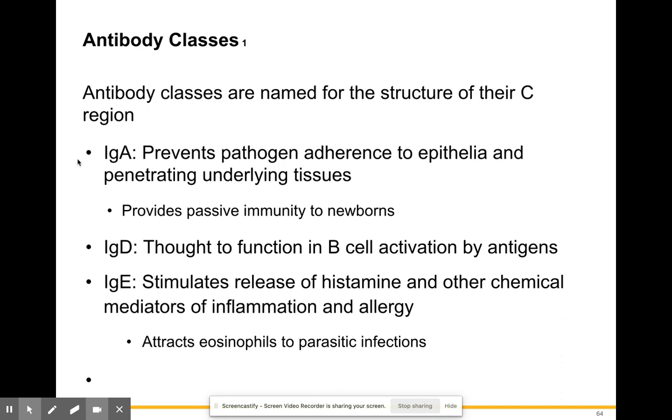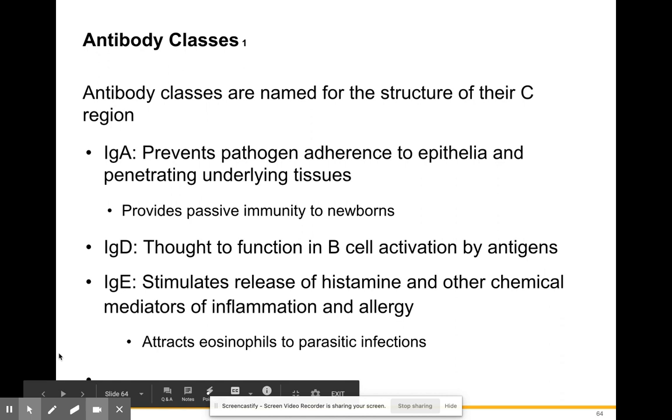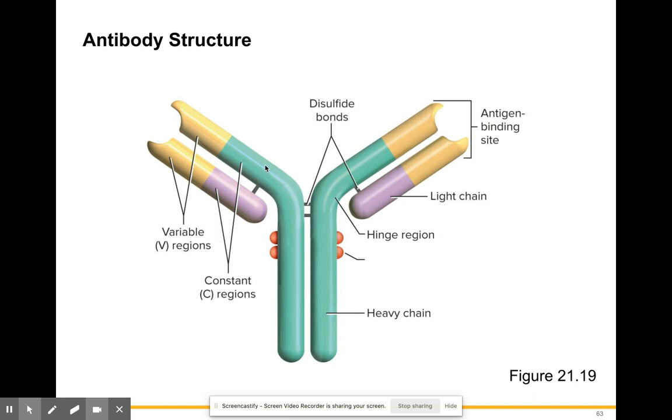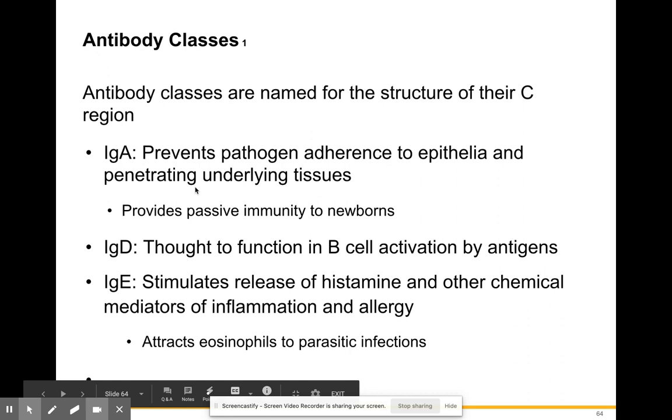They're all called Ig, right? Immunoglobulin. And they come in different classes, okay? And they're named for their structure of certain regions on the body here. So if we take a look at these C regions, these constant regions, these are regions that never change, okay? This purple area and this green area are areas that never change in an antibody. The only thing that changes in the antibody is these antigen bonding sites, which change shapes to bond to different antigens.